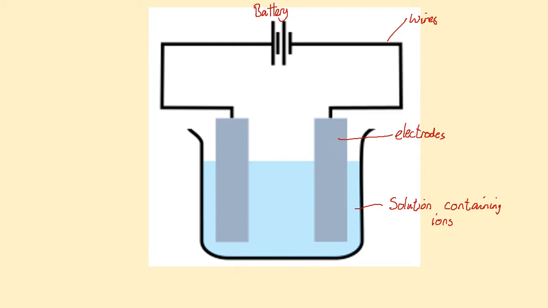So have a little think about what happens with this. So we start at the battery. Now we're going through the wires. We're going through a metal wire. Our metal wires will conduct electricity because they have delocalized electrons. So we'll get our electrons moving from here.